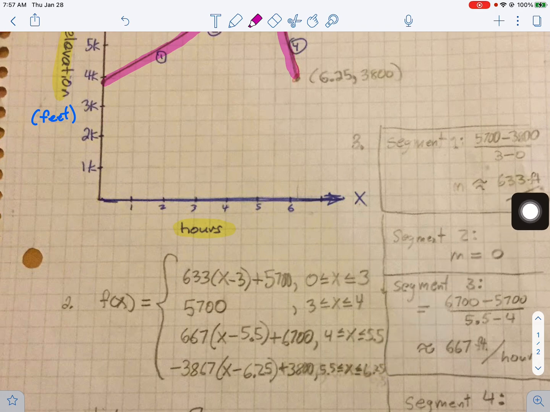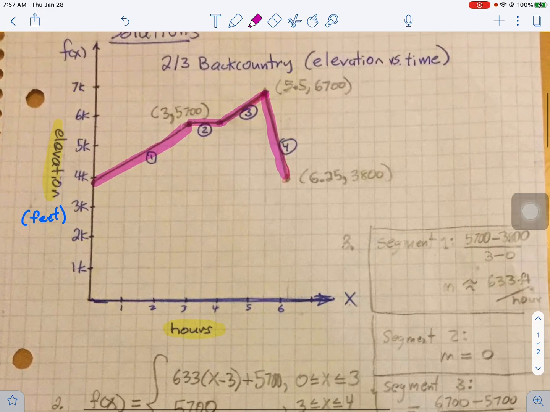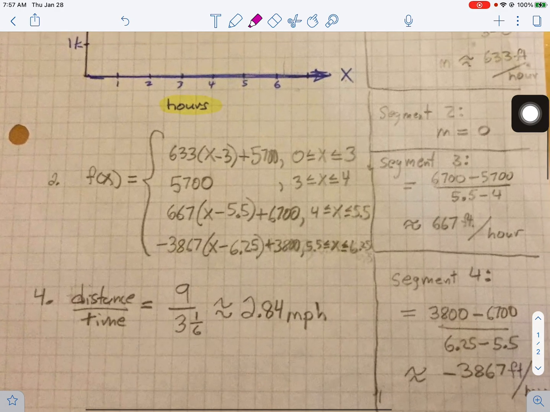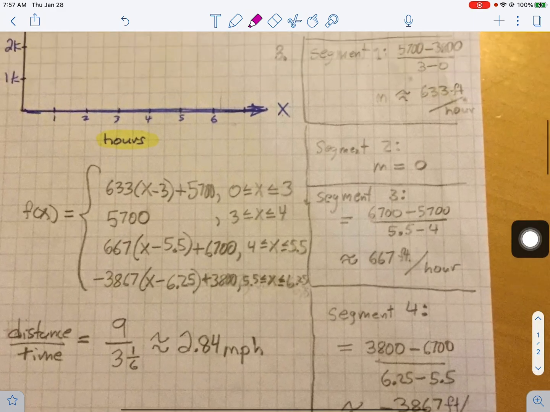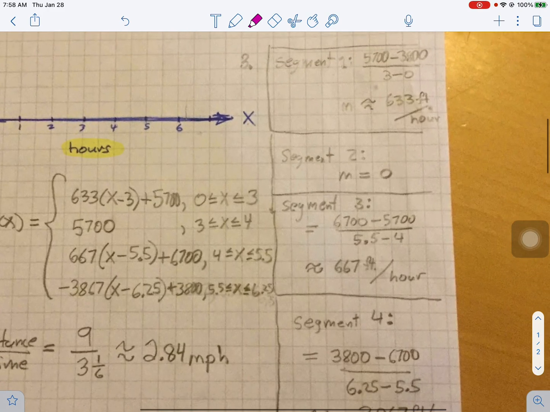And finally, the last one that we see, segment 4, it's going down, so it has a negative slope. On segment 4, you can see the change in y is 3,800 to 6,700. The time is from 6.25 hours, or 6 hours and 15 minutes, to 5.5 hours. That works out to a negative 3,867 feet per hour. And there's our slope. The point is at 6.25, 3,800, that's in the parking lot, and that's from 5.5 hours to 6.25 hours.